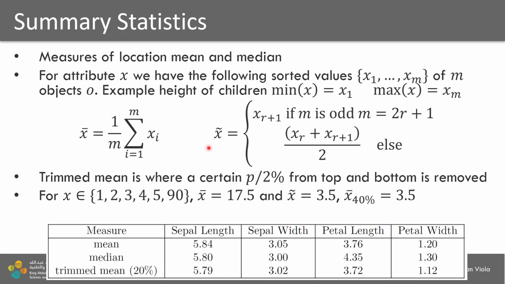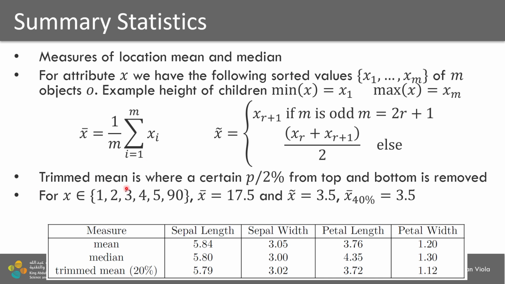While for the median of 1, 2, 3, and 90, it will be the average of 2 and 3, which is 5 divided by 2, so 2.5. So the median is much closer to the overall trend than the mean in case we have strong outliers in our data.